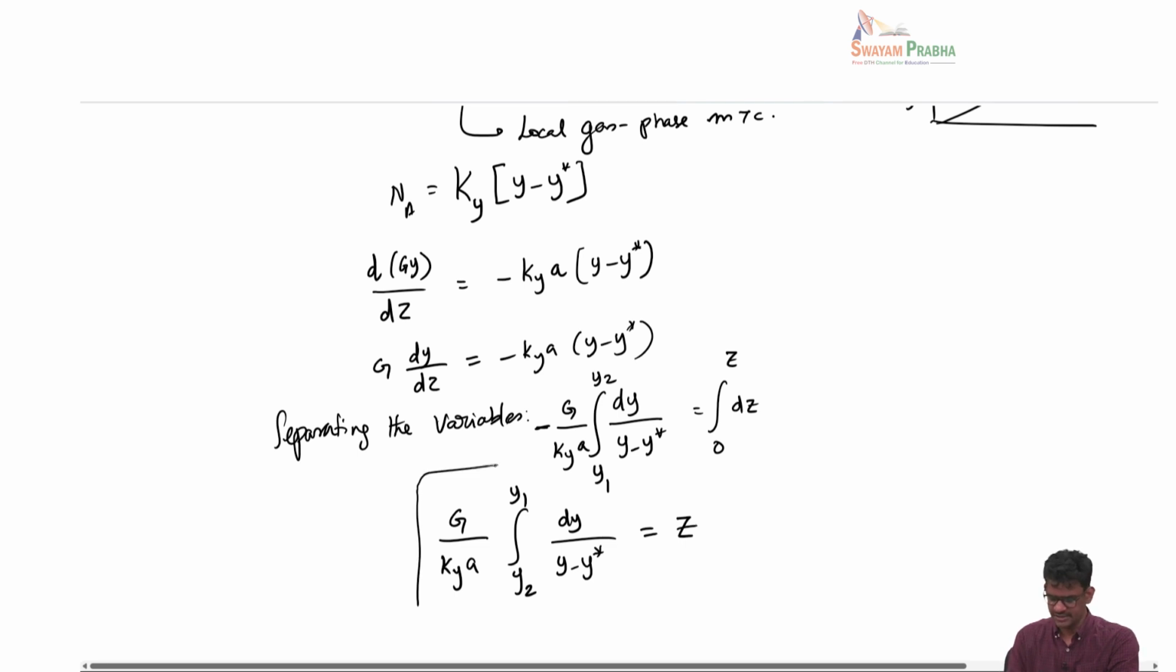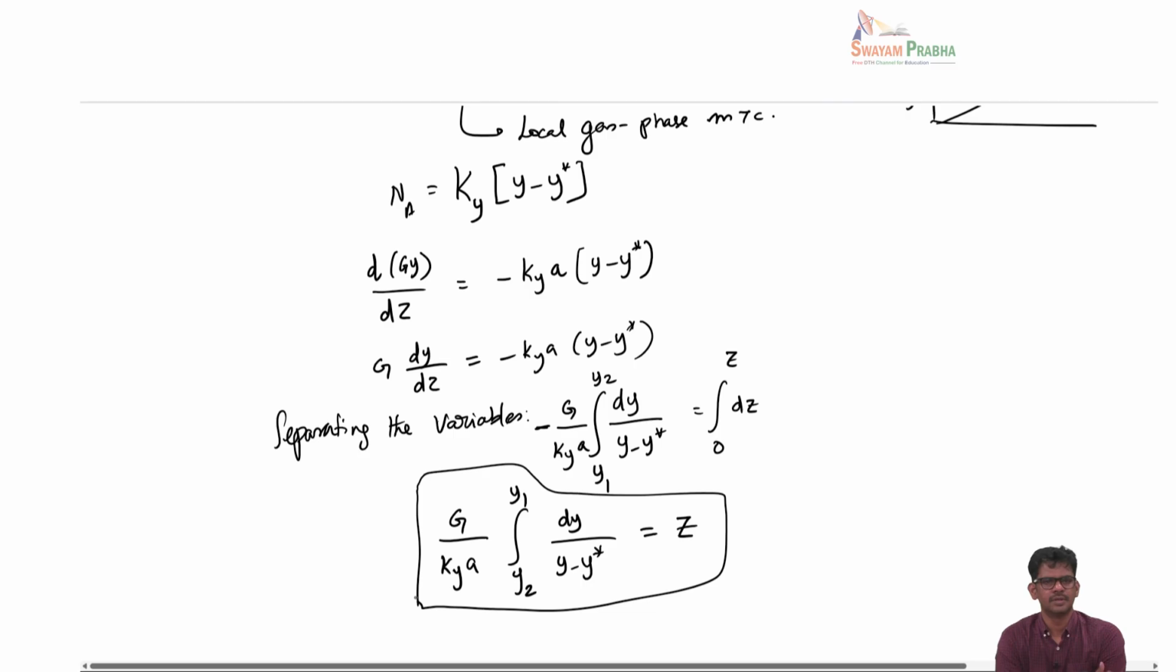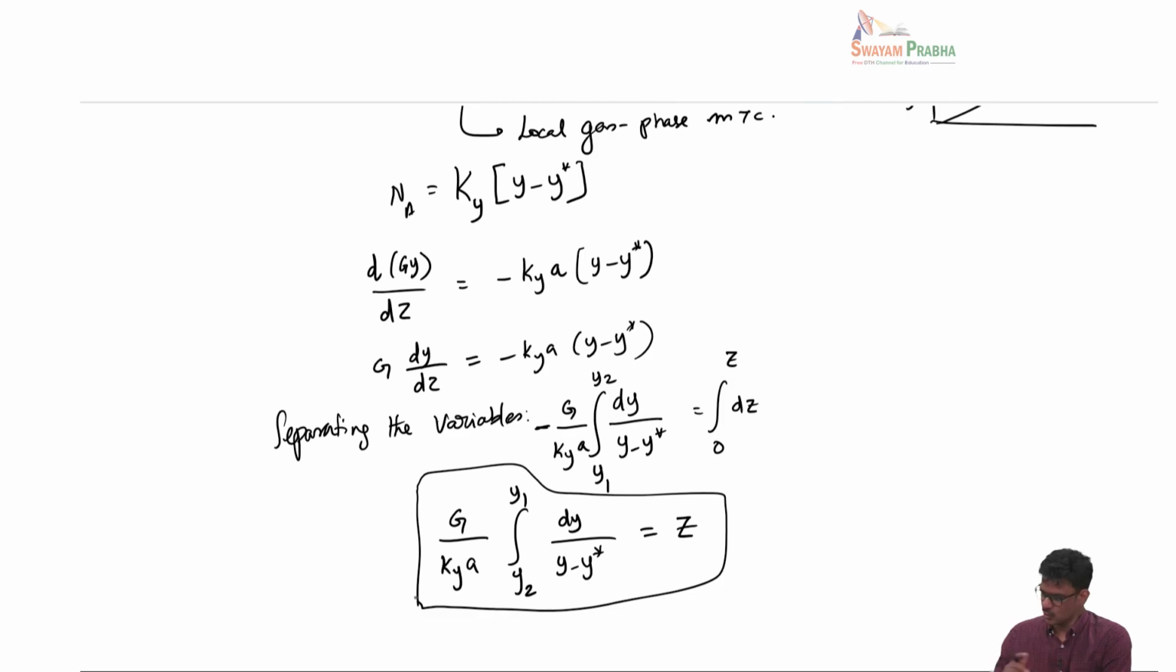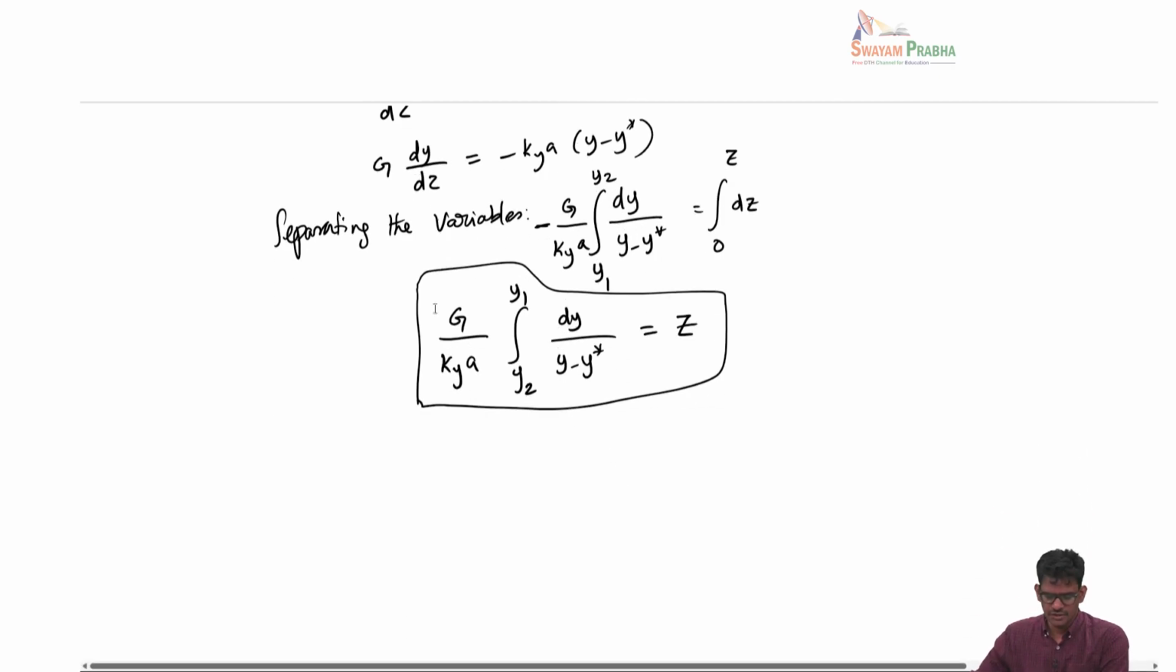So this equation basically tells us how to calculate the height of the packed column. What information do we need for this? We need to know the gas flow rate G. We need to know the overall gas phase mass transfer coefficient. We also need the interfacial area offered by the packing material, and then the limits of the integration, that is the composition at the bottom and at the top, and this y minus y star. This y minus y star is basically the driving force available for mass transfer from y1 to y2.